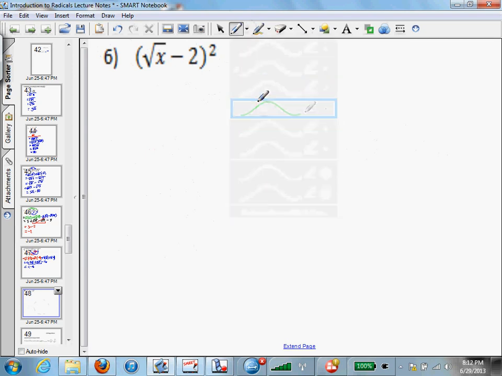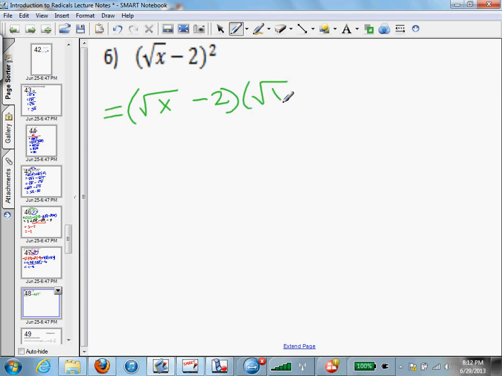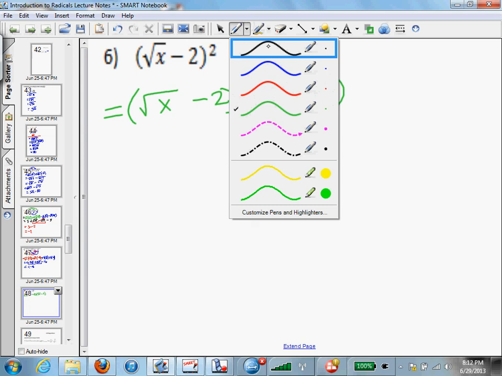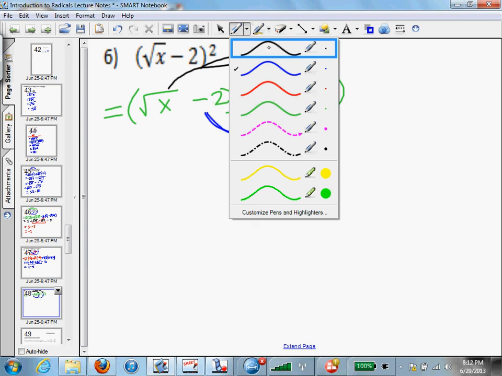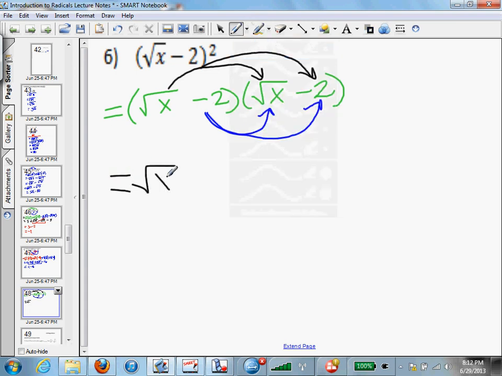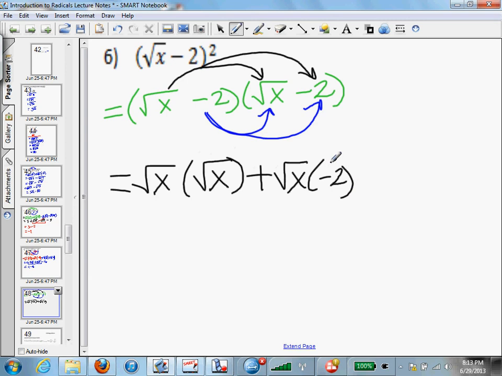Okay, with our final example, this portion, we have the radical x minus 2, squared. Squaring means it's going to rewrite the term one more time. Now we're going to use that FOIL method to multiply it by everything inside the parentheses. So if we first do what's in black, we're going to have the square root of x times the square root of x plus the square root of x times negative 2. Now to do what's in blue, we're going to have a negative 2 times the square root of x and then minus 2 times a negative 2.